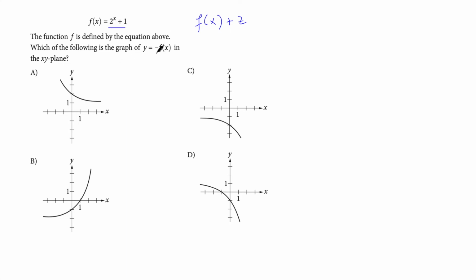The function f is defined by the equation above. Which of the following is the graph of y equals minus f of x in the xy plane? Minus f of x is basically reflection across the x-axis. Again, something you should immediately identify. Now, how do I know that this is a reflection across the x-axis? Because y is getting negative. Whenever you have this, that shows that it's a reflection across the x-axis. Okay, so if it's a reflection across the x-axis, it will be a negative graph.